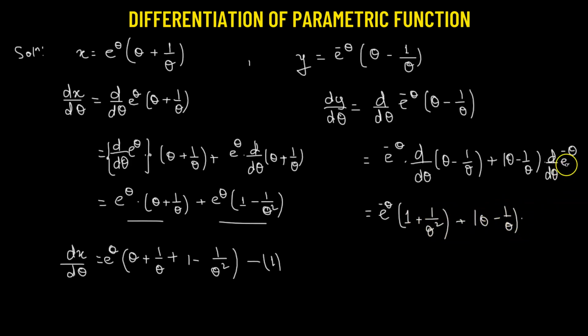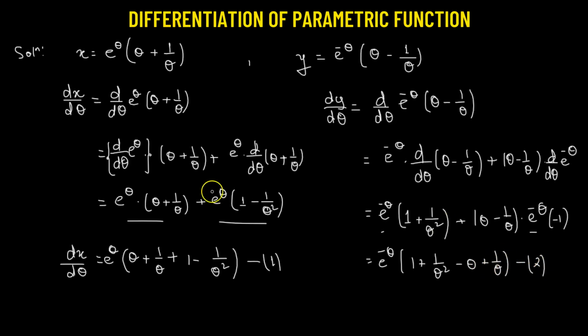multiplied by the derivative of e raised to the power of negative theta, which will be e raised to the power of negative theta. But since we have negative theta, there will be a factor of minus 1, which results as a consequence of the chain rule. Now we can take e raised to the power of negative theta as the common factor. That will get multiplied by 1 plus 1 over theta squared. So here we have a negative, so this will become negative theta plus 1 over theta. We're going to label it as equation number 2.